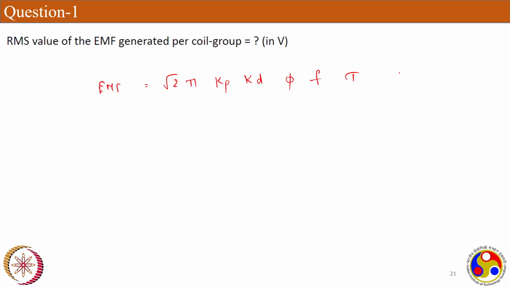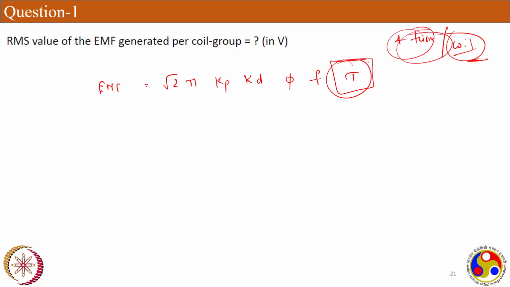So the coil group has to do with the term T here, the turns per coil group. First calculate how many coil groups are there and then multiply it with the number of turns. In the question it was given 4 turns per coil. Now how many turns per coil group? Once you calculate the coil group, multiply with the 4. Simple, no confusion.